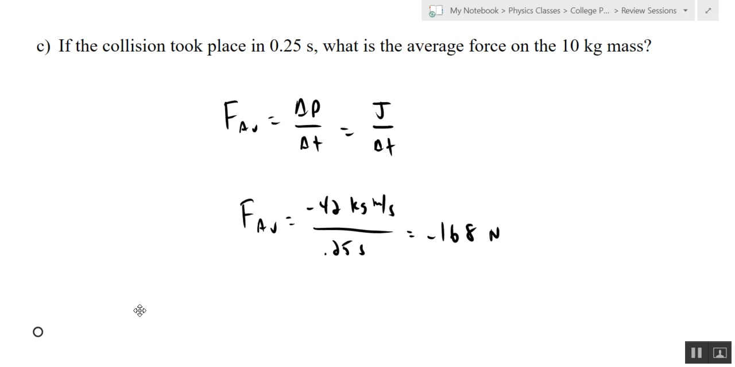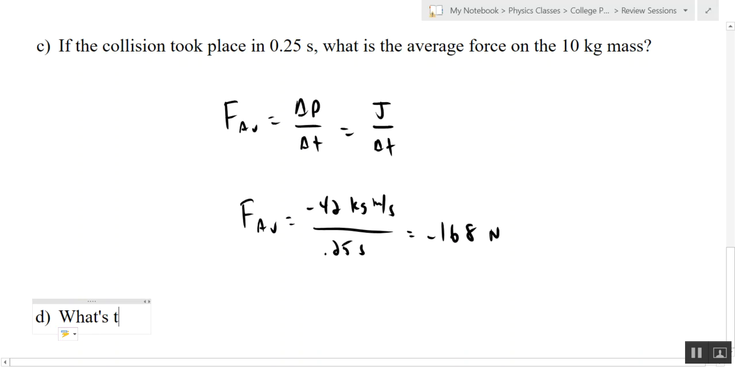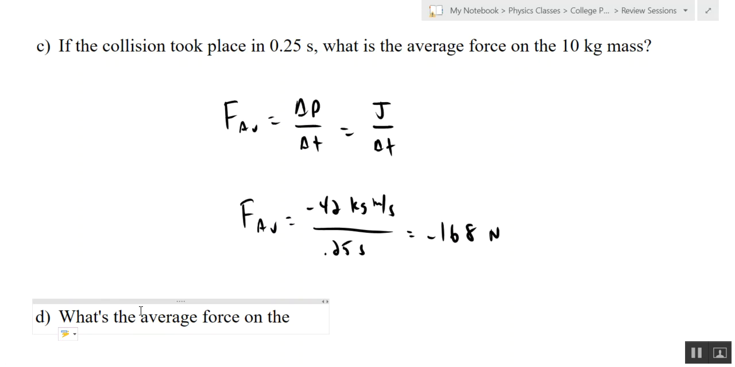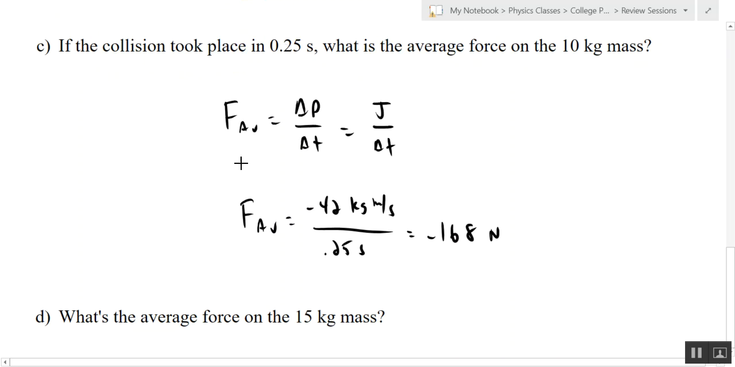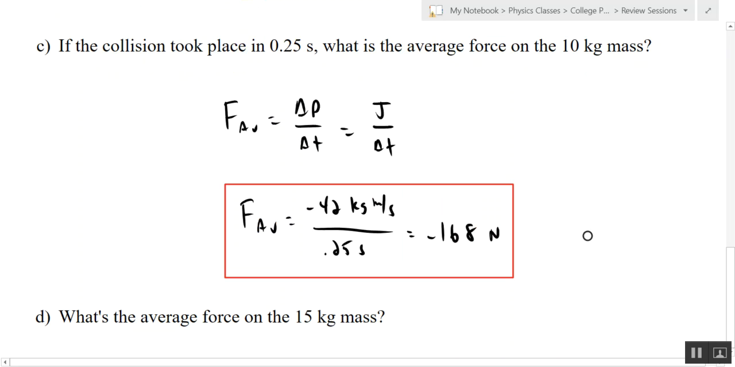We'll do a whole bunch of parts here because this is good. This should be easy though. I'm not going to even pause the video. See if you can answer this. What's the average force on the other mass, what was it, 15 kilogram mass? All right, this one you don't even have to figure out. Well, you kind of have to figure it out, but you don't have to calculate it. So what would the average force on the other one be, without having to calculate it?